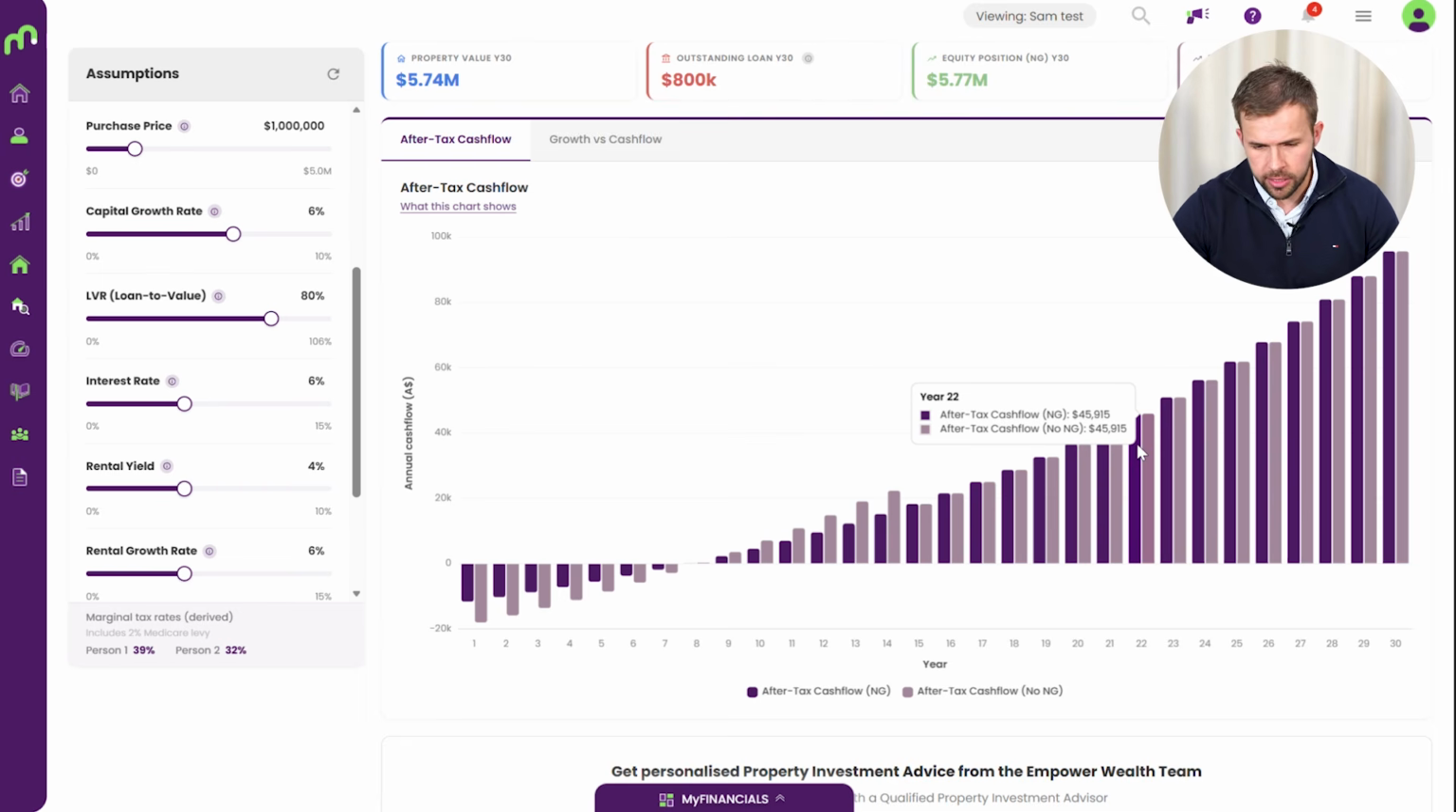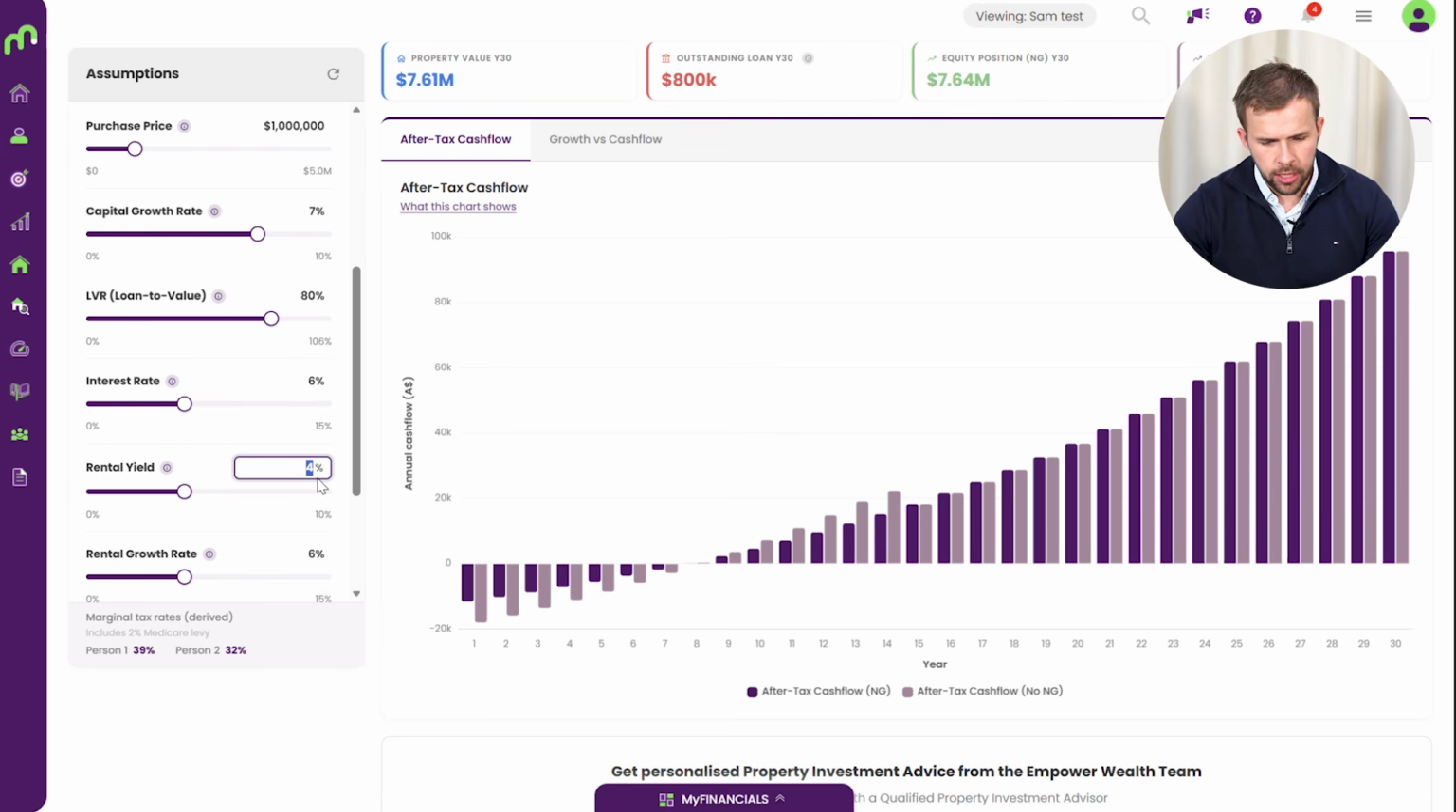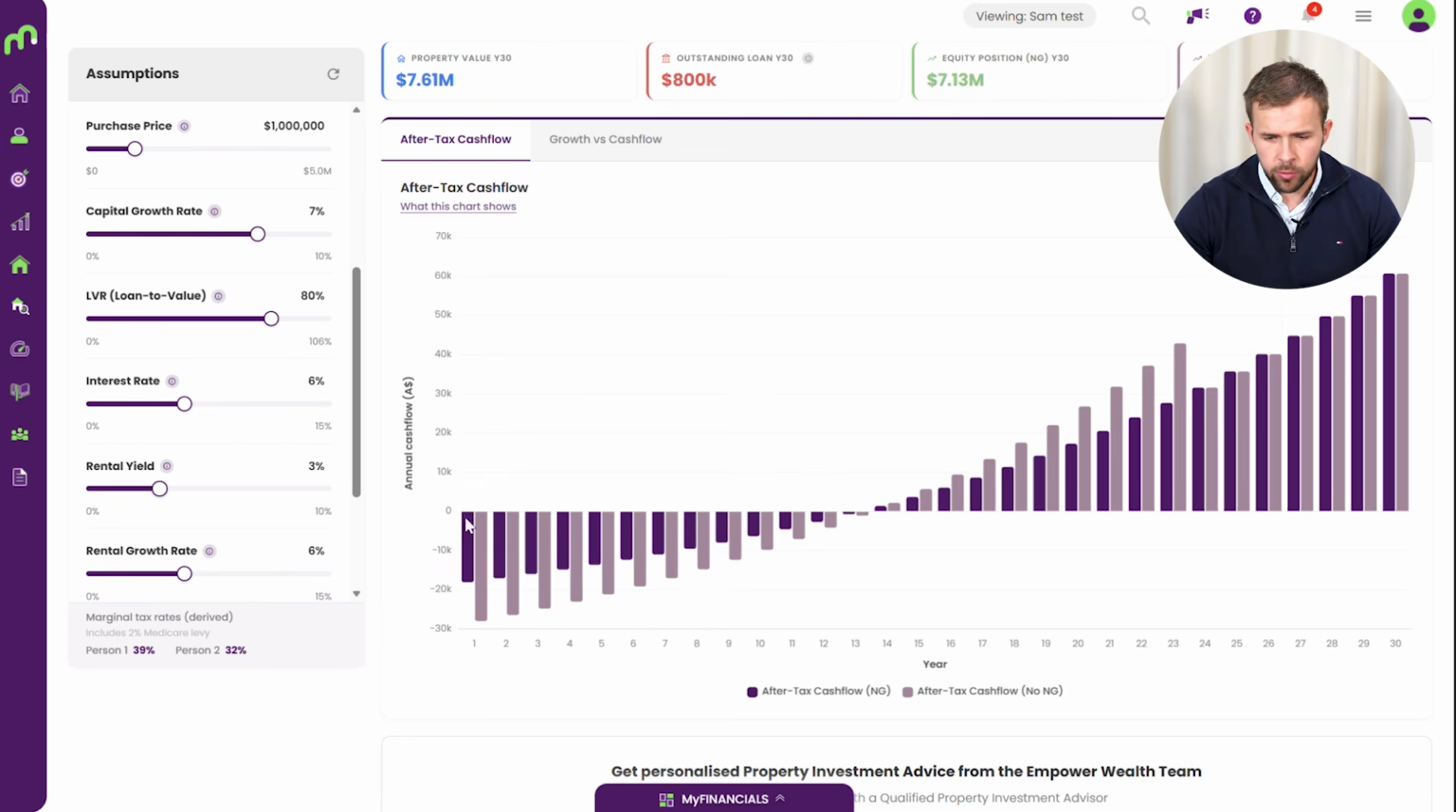If you were to change these scenarios, so right now we have quite a balanced asset, but if we were to change maybe to a more high growth property at 7% and a slightly lower yield, then we would see the chart update and reflect that change. Again, it would push back when this property becomes positive cash flow, and the change between negative gearing and no negative gearing would update there as well.